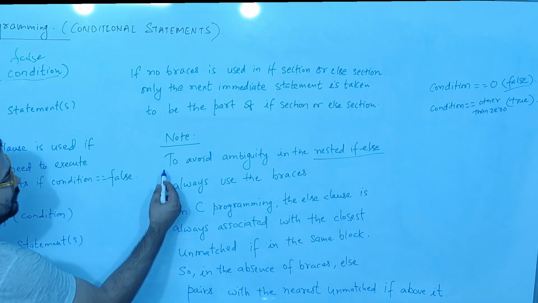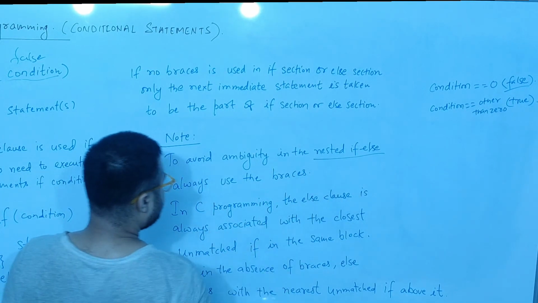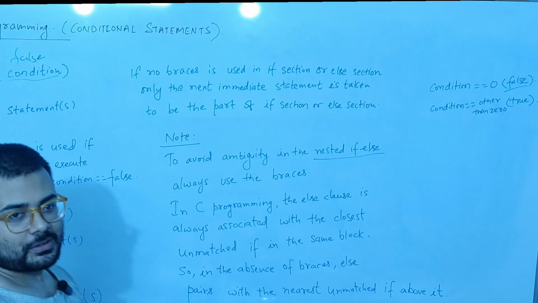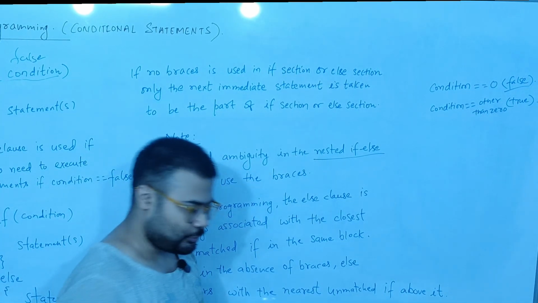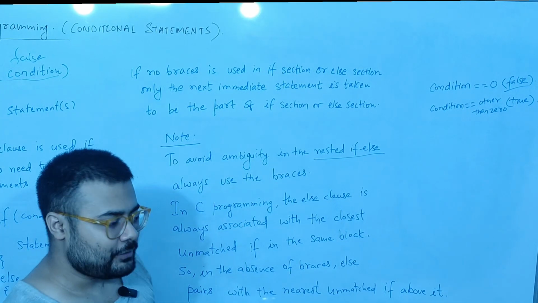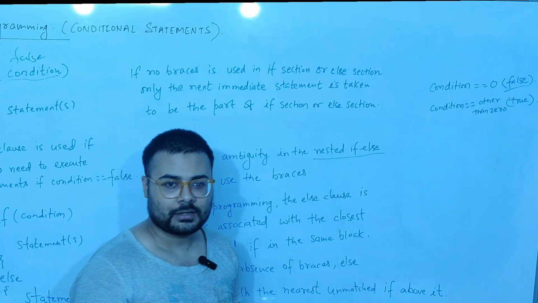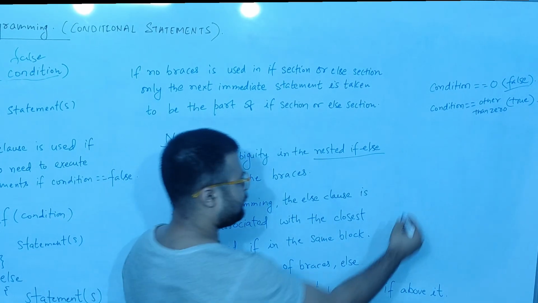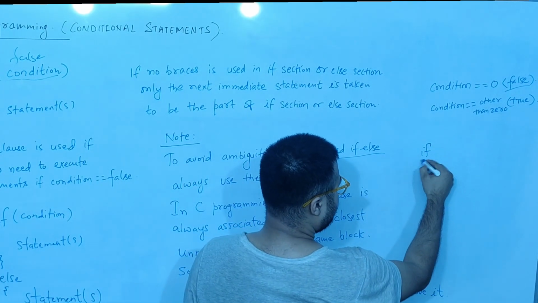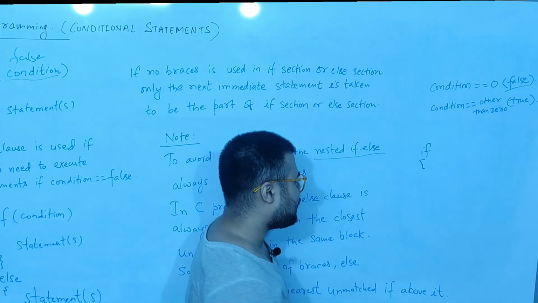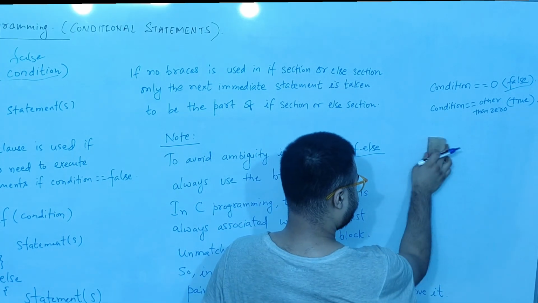Now look at this. To avoid ambiguity in the nested if else, always use the braces. So what is this ambiguity? When you have nested if else, there can be multiple if statements. For example, let's say this is your if. Let me do something.